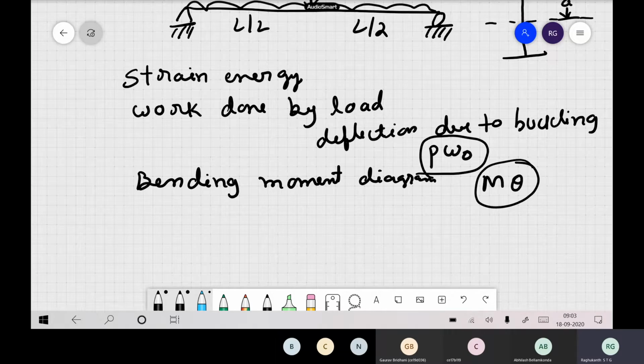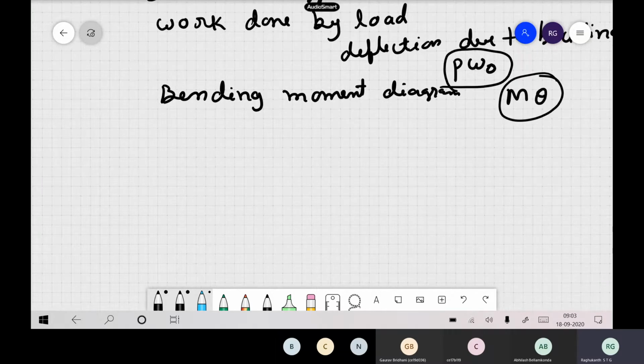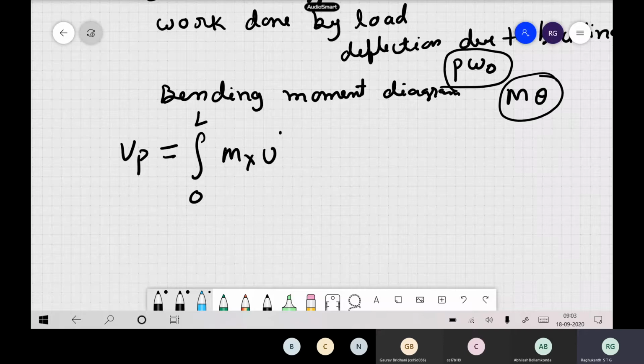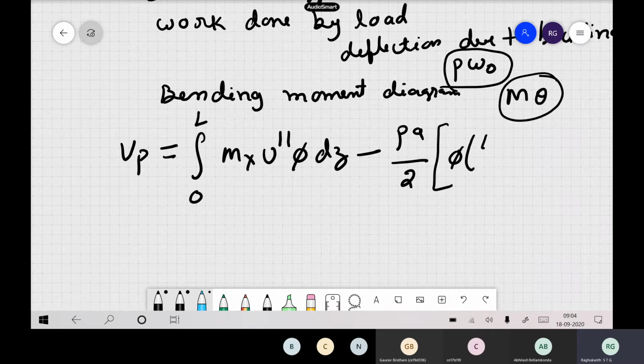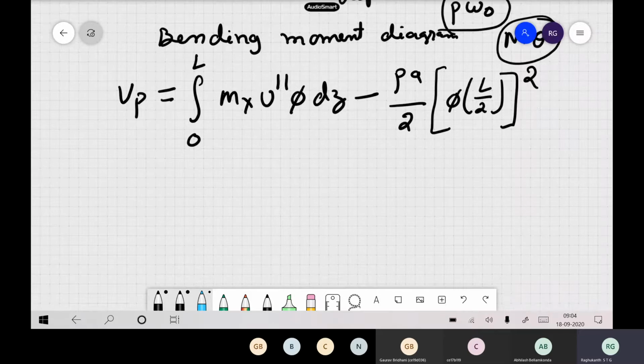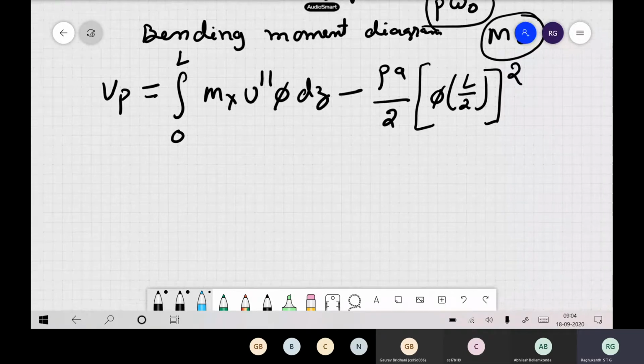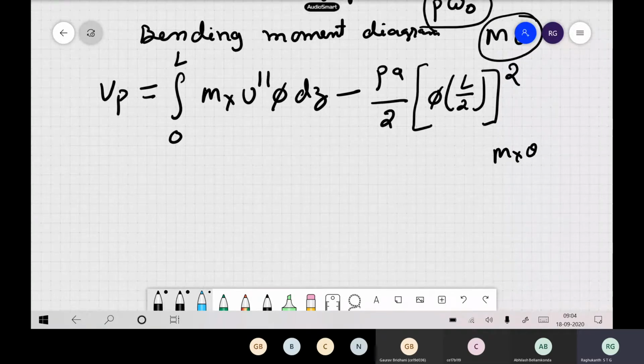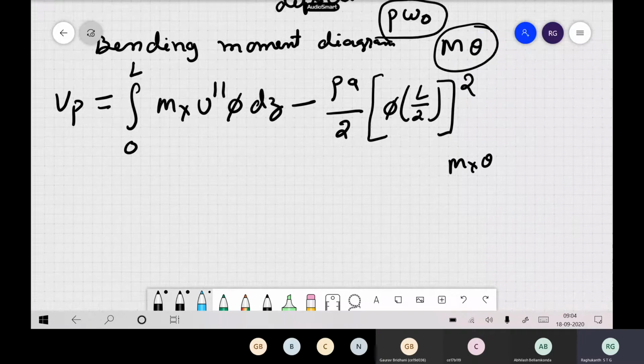I think last class we already wrote all the derivations and the work done by the load. We wrote it as the integral from 0 to L of Mx u double dash phi dz. And then one more extra term will come because the load is not applied at the centroid, the whole square. So this was our expression, which we wrote in our last class. This is Mx into theta only. But theta, what did we write? I think you remember, u double dash actual.